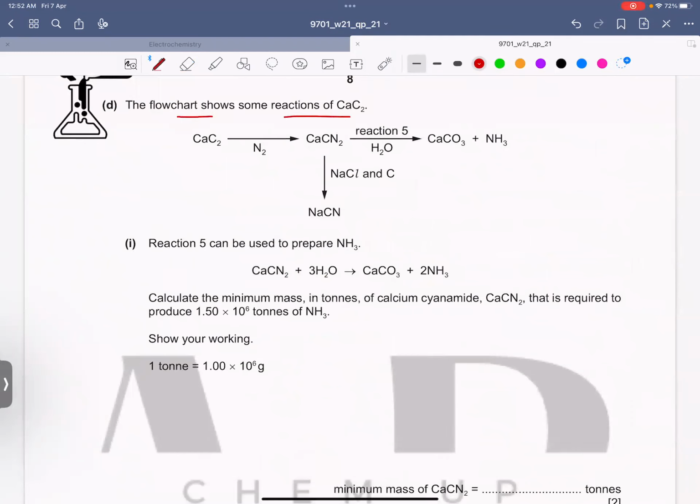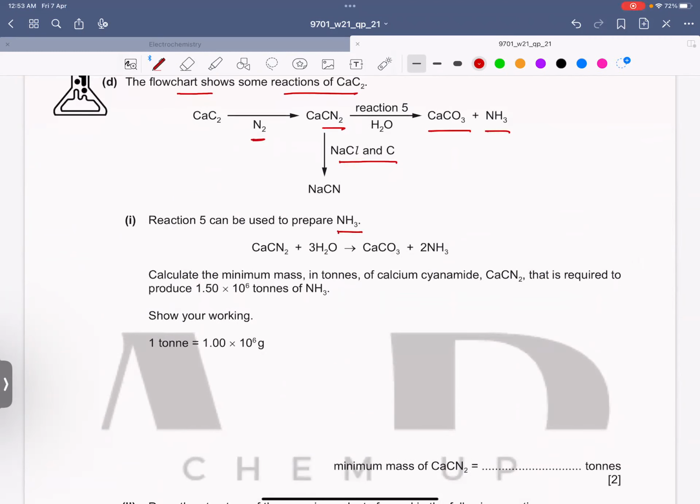The flow chart shows some reactions of CaC2. On first reaction with nitrogen, CaCN2 is formed, and then with water it is hydrolyzed to give you calcium carbonate and ammonia. And if it is reacted with sodium chloride and carbon, we got NaCN. Reaction 5 can be used to prepare ammonia. Here I have an equation. Calculate the minimum mass in tons of calcium cyanamide, CaCN2.